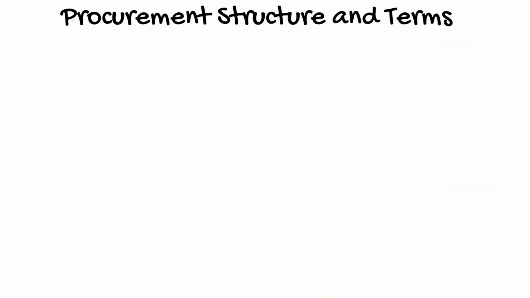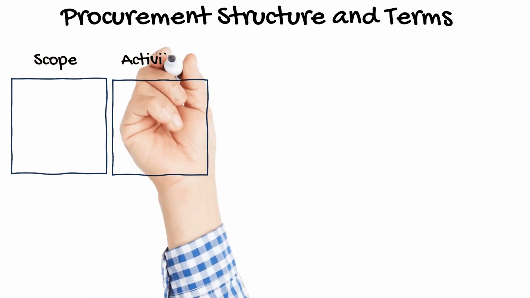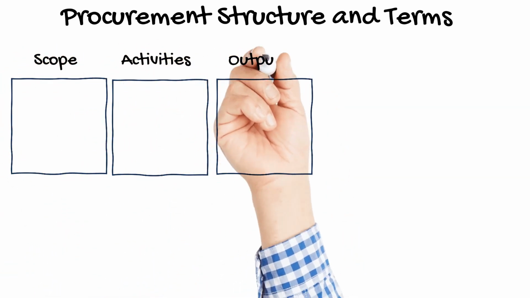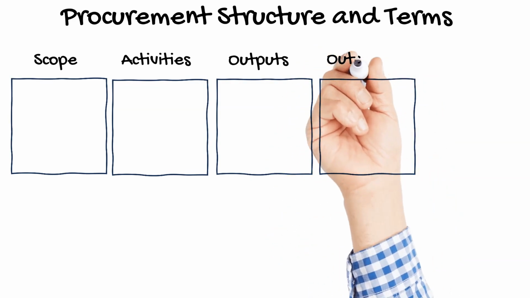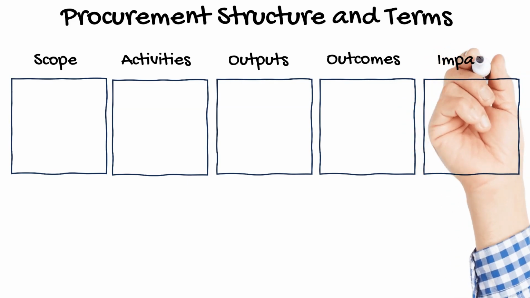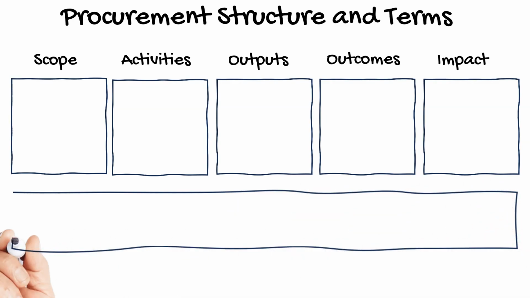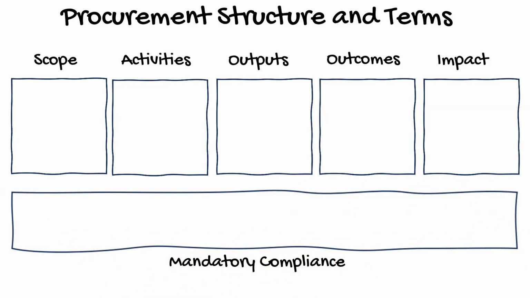Let's start with defining a few key procurement terms we can commonly refer to as we walk through the standard structure. First, there's the scope. Then there's the activities to complete the scope. There's the outputs resulting from those activities. There's the outcomes we hope to achieve through the activities and the outputs. And then there's the organizational impact we hope to experience as a result of the outcomes. Underlying all of this are the compliance requirements that must be followed at all times while delivering the scope.